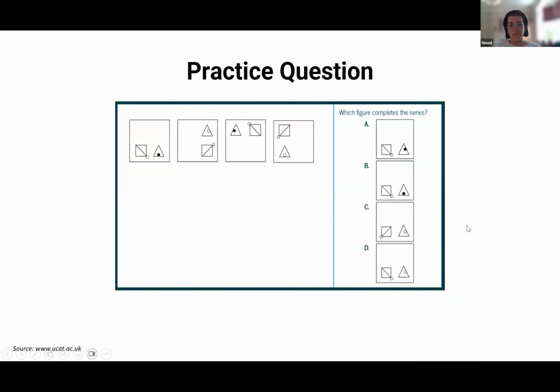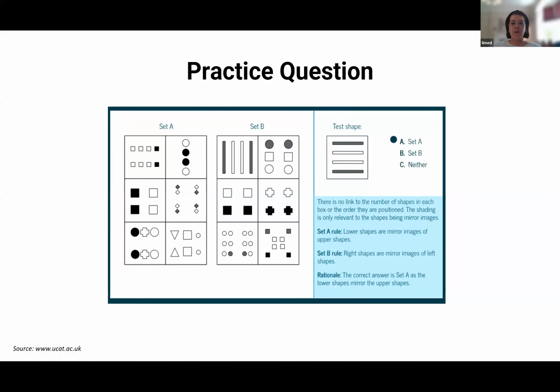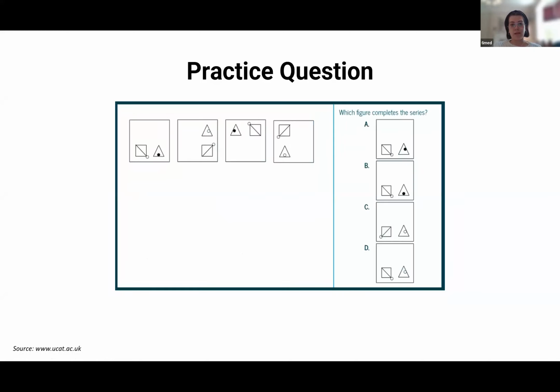So hopefully that one was simple. I'll show you this one. This one's a little bit more difficult. I'll be honest, you'll be very, very lucky to get that pattern in your actual UCAT. You're much more likely to get a much more complicated, waffly rule pattern, more similar to this one. I'll give you 30 seconds to have a think about this one. But this is much more standard.